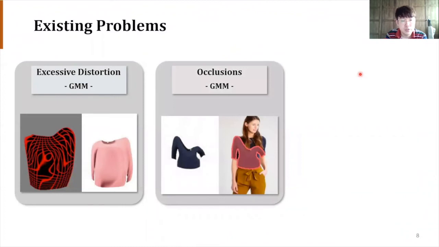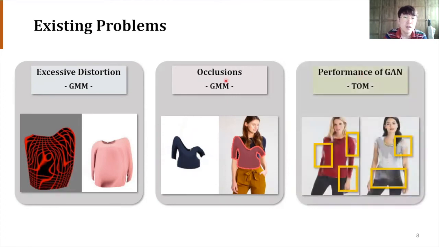The second issue is occlusions on cloth regions. In the figure in the middle, the network performs improper warping on the cloth image because it does not consider the region occluded by the human body. The third issue is the performance of GAN itself. The generated images from GAN have artifacts when we investigate those images. It is not difficult for us to distinguish generated images and real images.